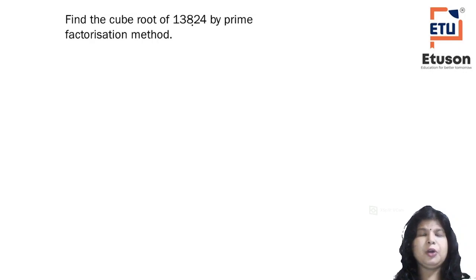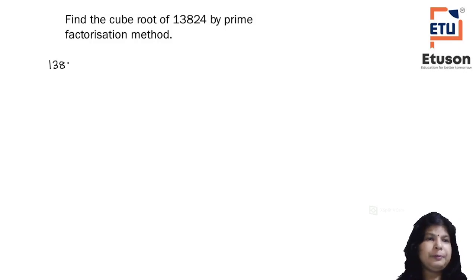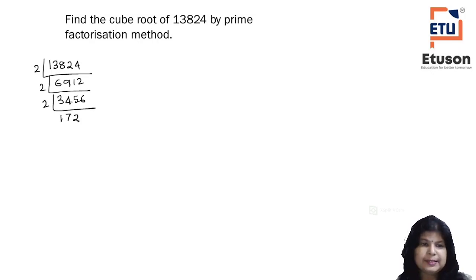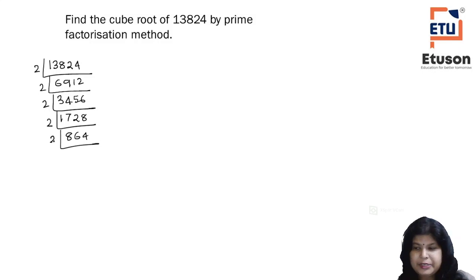Find the cube root of 13824 by prime factorization method. So first we need to find out the prime factors again. So divided by 2, you get 6912. Divided by 2, you get 3456. Divided by 2, you get 1728. Divided by 2, you get 864. Divided by 2, you get 432.